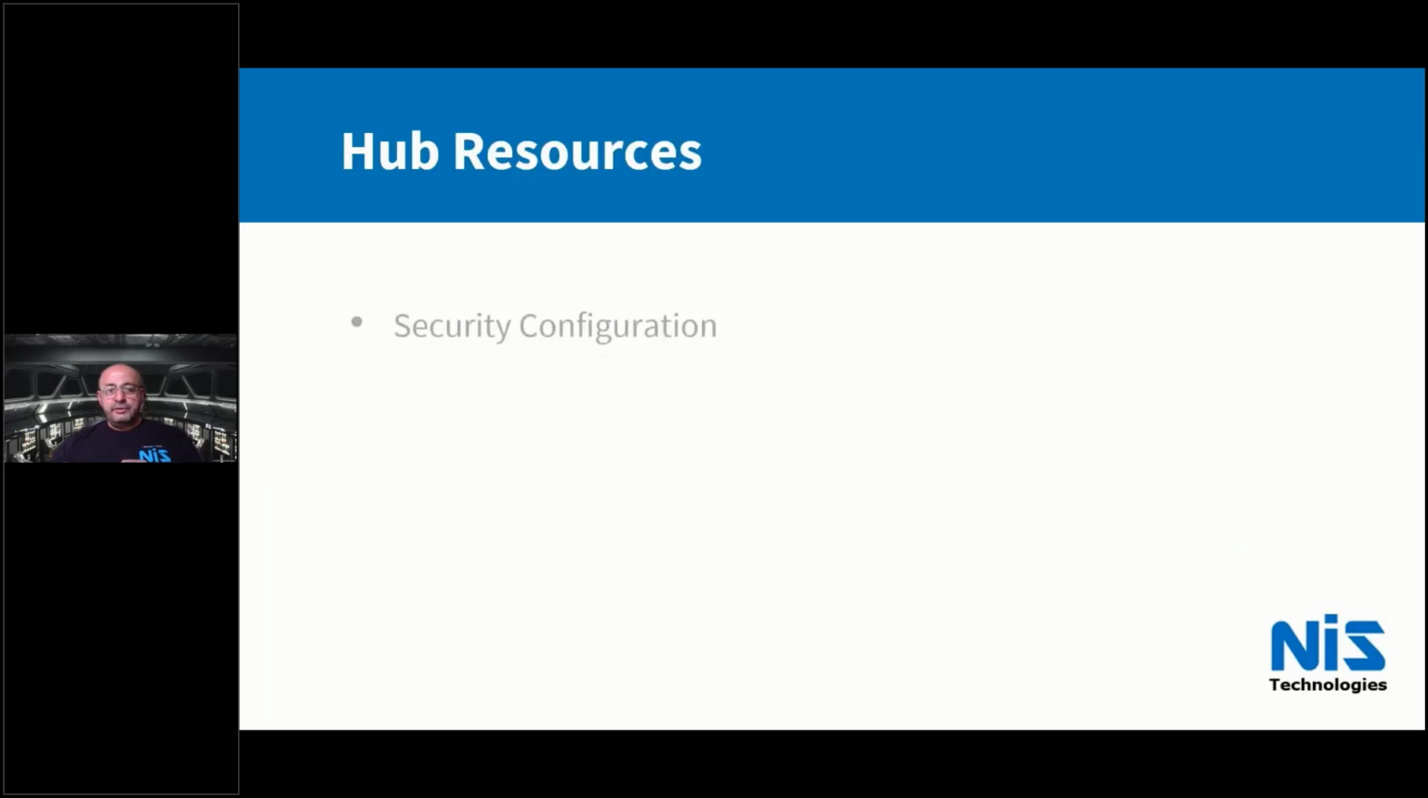So within the hub resources, when we talk about security configuration, that includes public network access, virtual networking, managed key encryption, privileged access, all things that I want all my projects to be able to have access to.